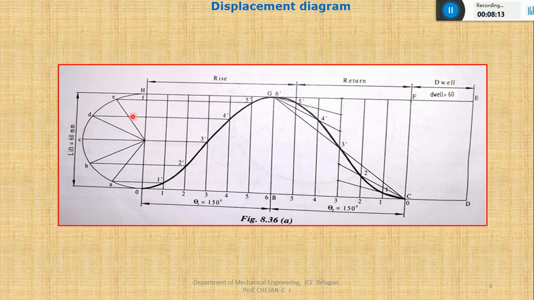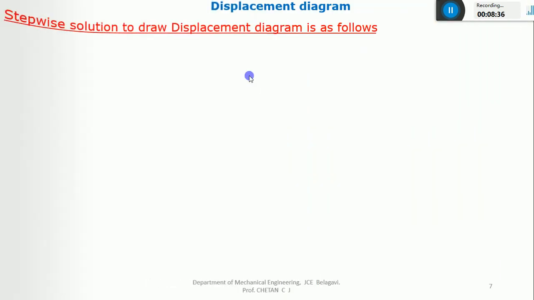So first, I'll use this semicircle method to draw the displacement diagram for the outstroke, because in the problem it is mentioned the outward stroke is with a simple harmonic motion. I'll use this method. I explained this in the previous class. And the return stroke is with uniform acceleration and retardation motion, and I'll use that method also for the return stroke. And I'll start with the displacement diagram.